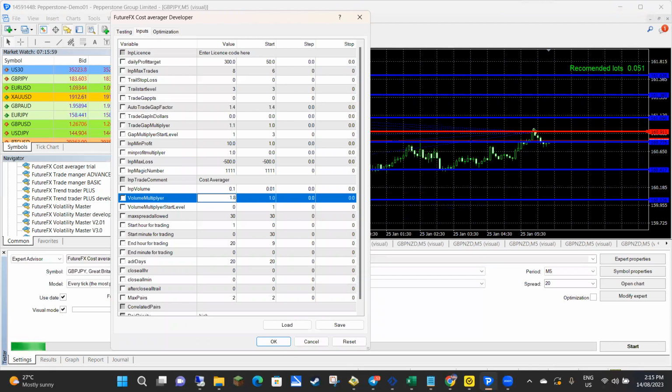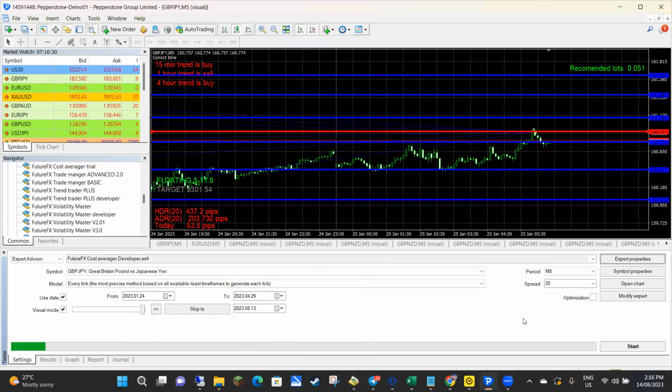Let's call it that. Just want to make sure I don't hit my max loss. And yeah, that'll do. I'll just change that. So the first trade will be 0.1. The next one will be a multiplication of 1.8, so the second one will be 0.18. And then the next one will be a multiplier of that. You get the idea. Okay, and let's just see how this one plays out this time.